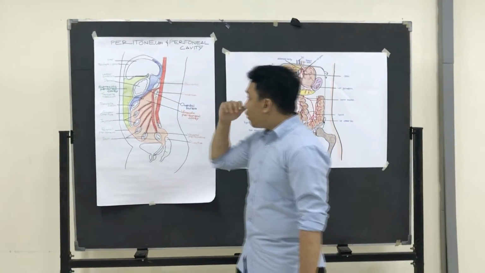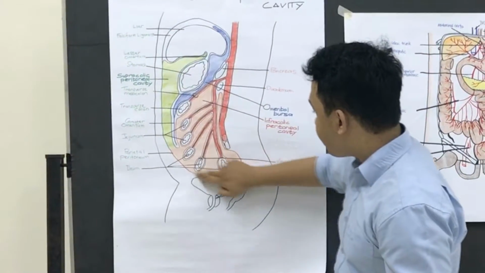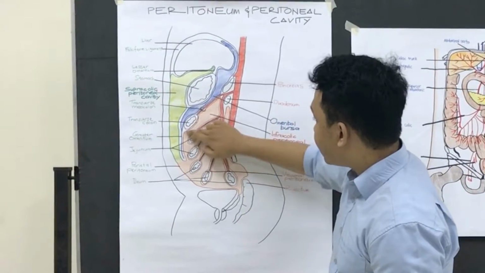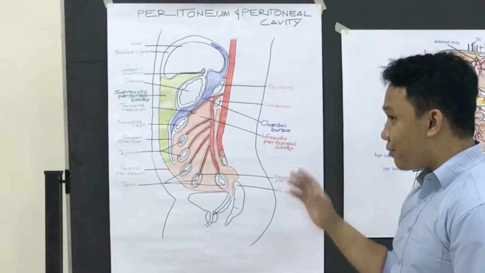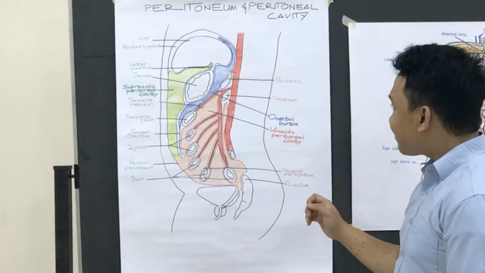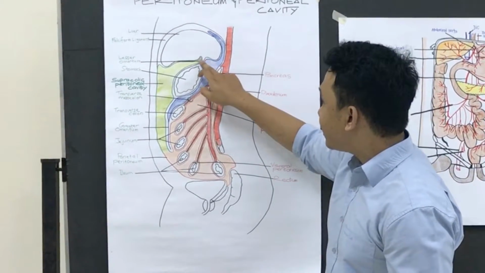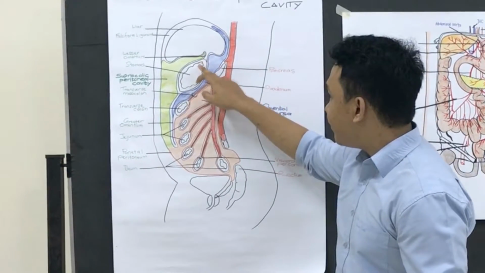From there, we can see here, this is the parietal peritoneum and the visceral peritoneum that lines the viscera of the abdominopelvic cavity. So from here we can see there are two layers of the peritoneum when it covers the viscera.